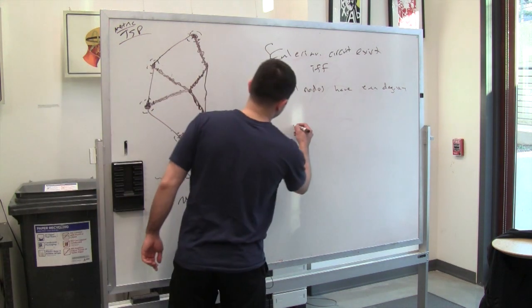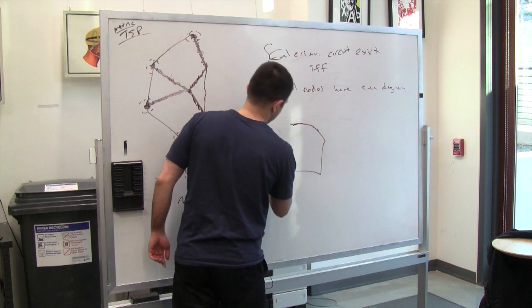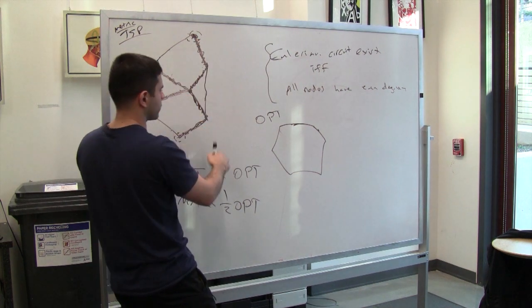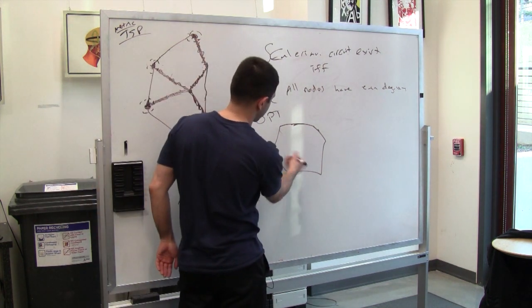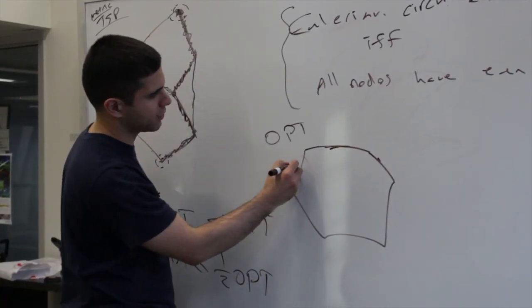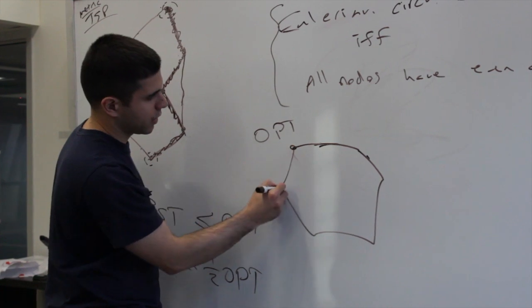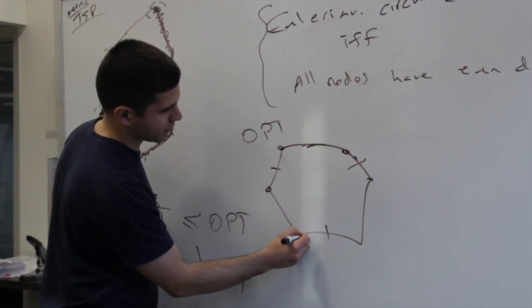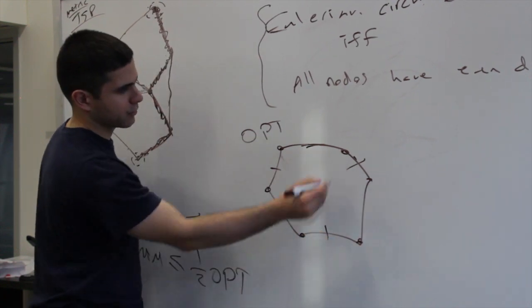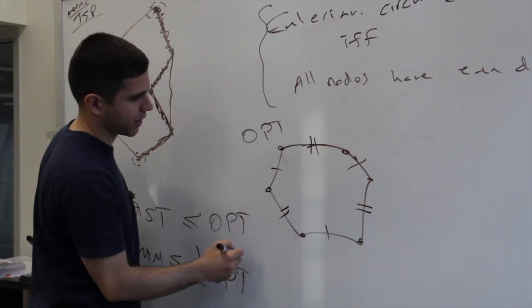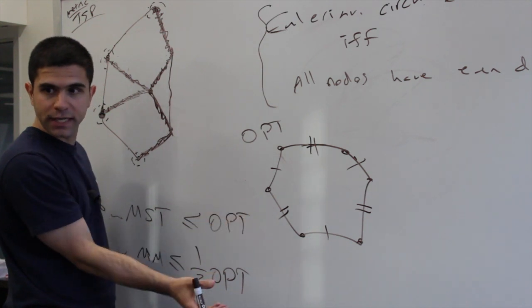So look at the Hamiltonian circuit. Let's say this is opt. How many matchings can I find in opt? Well, I can match these two, and match these. So this is one matching. And here's another matching. This guy, this guy, this guy. So every Hamiltonian circuit has two matchings in it.